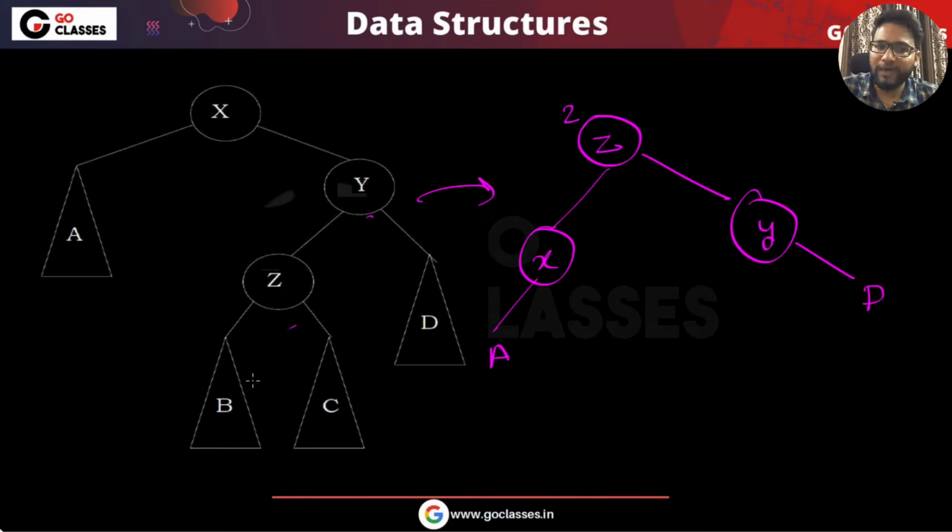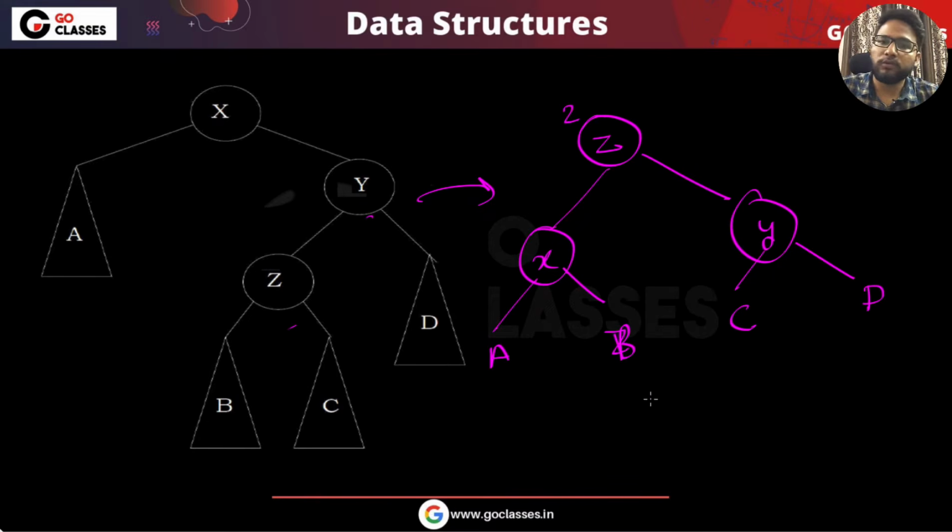B will come on the left of Z, and then I will take the help of X, so B will come here. And C will come on the right of Z. So right of Z is already Y, and then I will take the help of Y. Y will say that okay, go to the left of me, so C will come here. Like that, very easily you can convert this elbow to a mountain also, right?